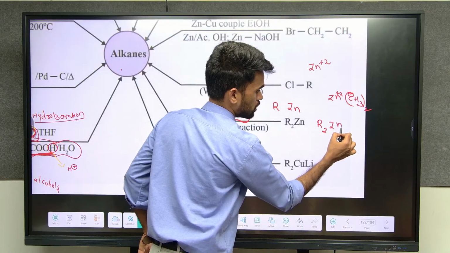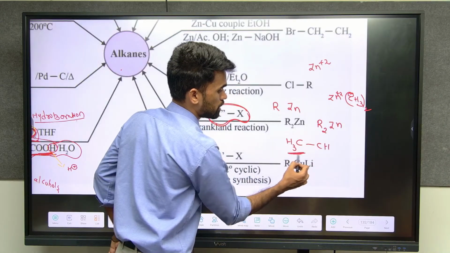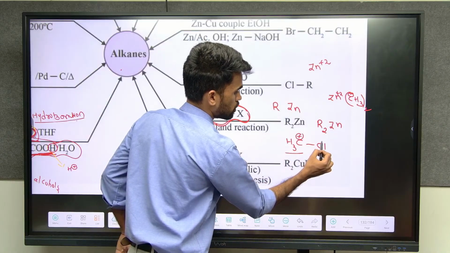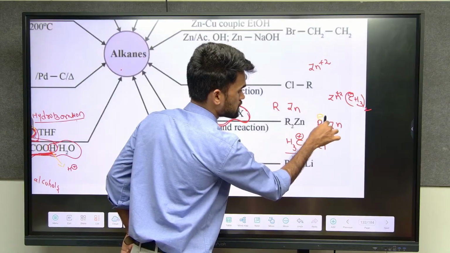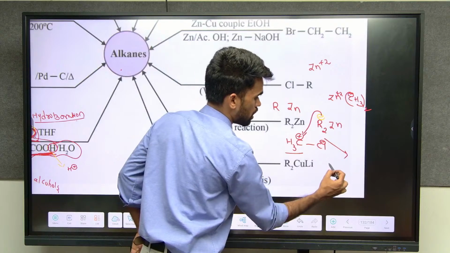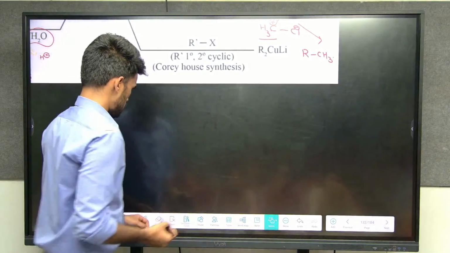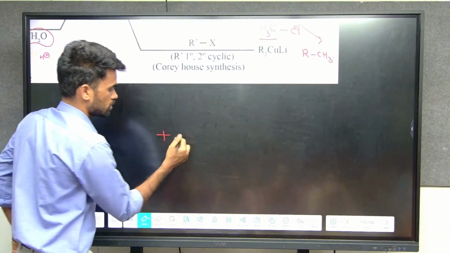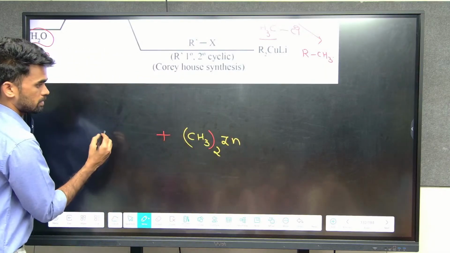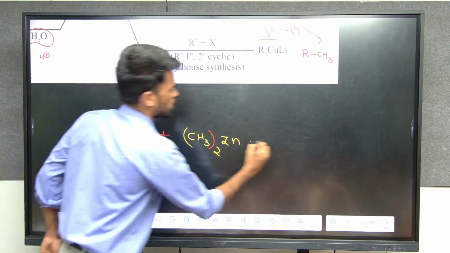R2Zn and CH3Cl. What is the charge here on this carbon now, tell me? Cl means plus 1 on carbon. This chlorine has minus 1. So this R minus will attack on this plus carbon, and we will get RCH3 as a new compound. It means, I will tell you one example here. What is the product formula, tell me?